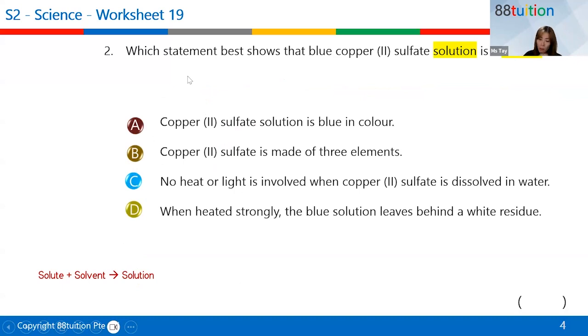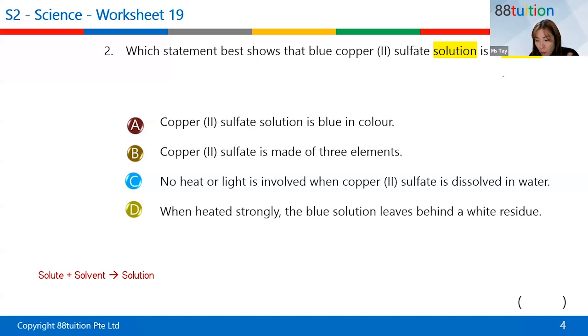Question 2. Now, which statement best shows that blue copper sulfate solution is a mixture? Now, when you talk about mixture, what is something that you need to know? Okay, think about the characteristics. How is it being formed? Yep. So which topic did you learn this actually last year? If you recall, you were actually learning elements, correct? Then you learn about elements are found in periodic table. Then you learn about the compounds. Then you learn about mixtures.